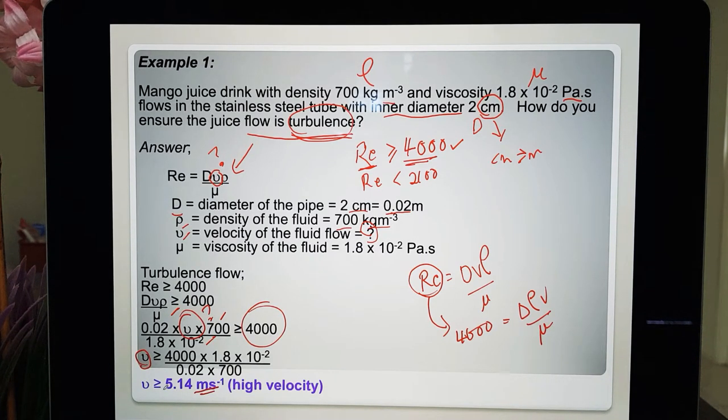When you get the value for velocity, this answer is 1.4 meter per second. This indicates that the flow of the fluid is at a very high velocity. How do we know that? I've mentioned this before. Let's say the velocity V is less than 1 meter per second, then this is streamline or laminar flow.